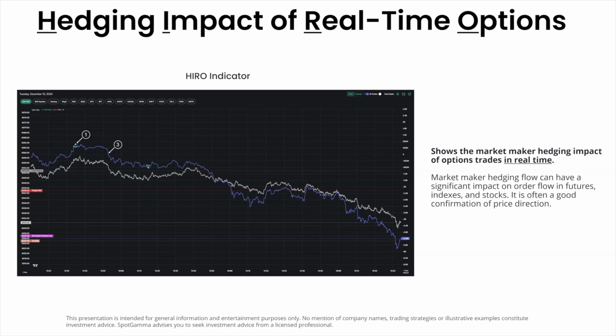This chart shows the total signal for calls and puts for a combination of S&P 500 index components. That's SPX, SPY, XSP, and ES futures. The white line is SPX price. The purple line is the HIRO indicator. A rising purple line indicates traders are buying calls and/or selling puts. A falling purple line indicates traders are buying puts and/or selling calls.